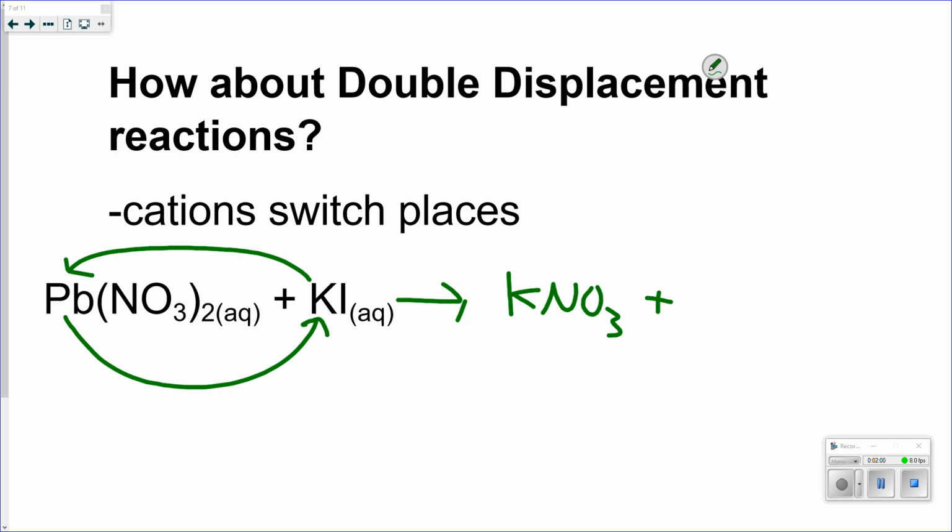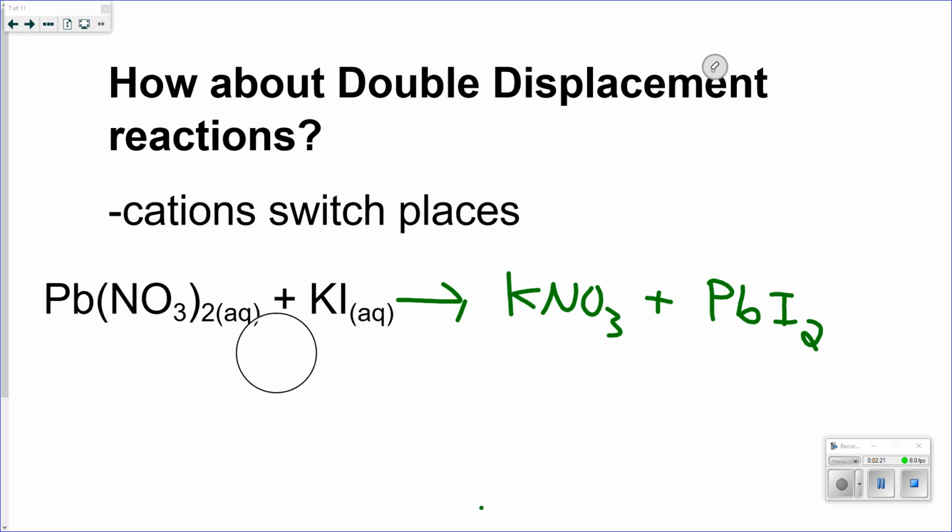My other compound then would have lead, which is a +2 charge. I know that because there's two nitrates with it. Iodide's a -1. So this would be PbI2. At that point, if I erase my switch, I'd have to rebalance the equation. So for example, put a 2 there and a 2 there, and now my equation is balanced.